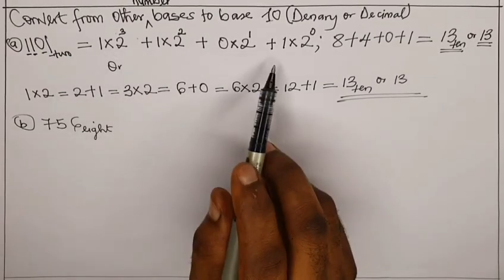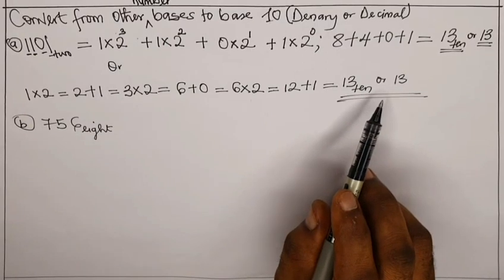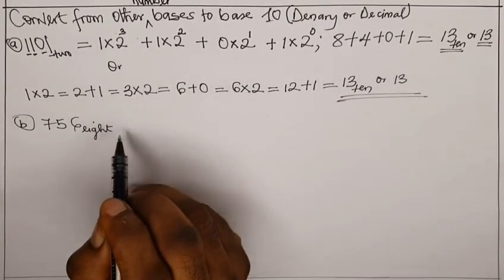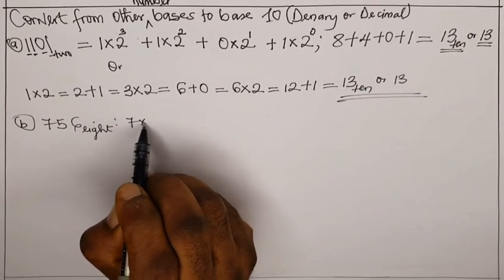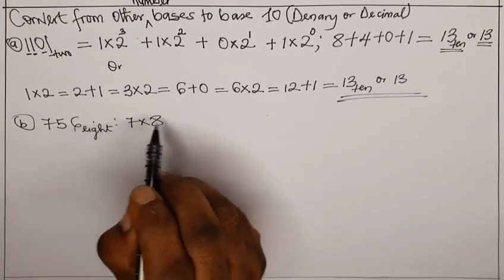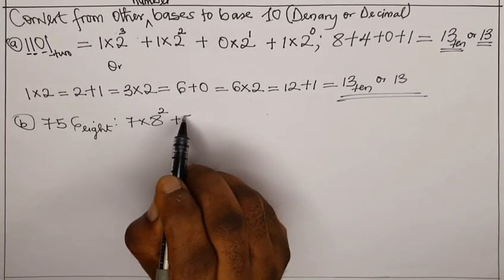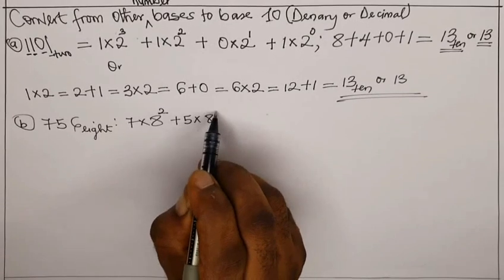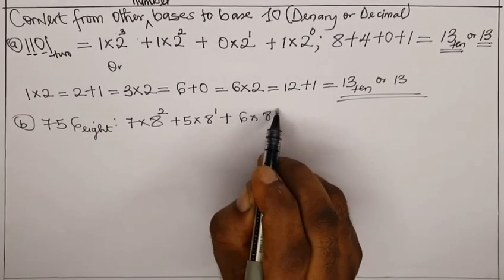You can either use the successive multiplication method, which I showed below, or you can use the expansion method. So let's do it this way. We'll begin by saying 7 multiplied by 8. Since I have 3 digits, it means the highest power of 8 will be 2. Add 5 multiplied by 8 to the power 1, and add 6 multiplied by 8 to the power 0.